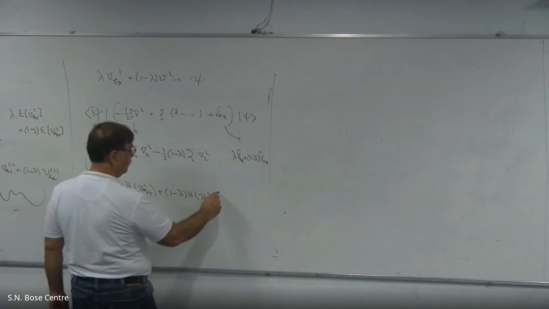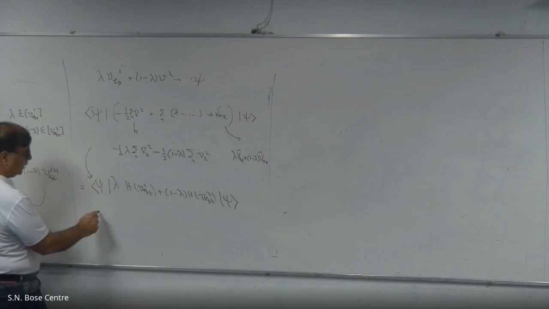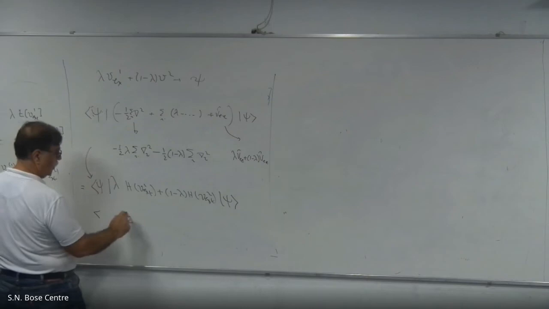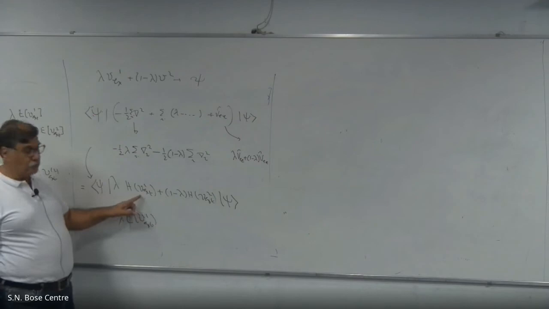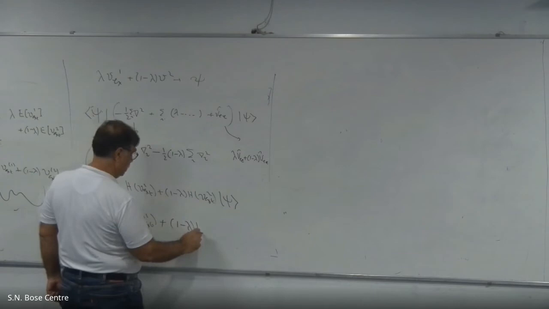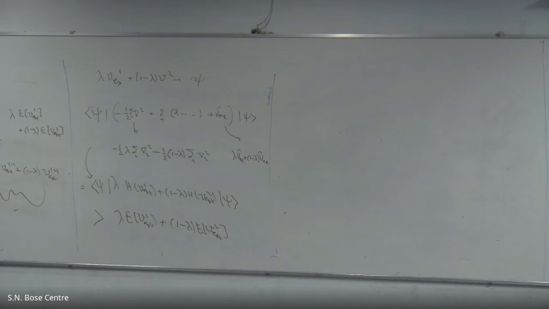And you're taking this with respect to a wave function, which is the wave function corresponding to that. So this one is equal to this. But this has to be less than E V external 1, because this goes greater than. Psi is not the wave function corresponding to this. So this value has to be greater than lambda E V external 1 plus (1 minus lambda) E V external 2. That's it. As simple as that. Right, now I can use it.